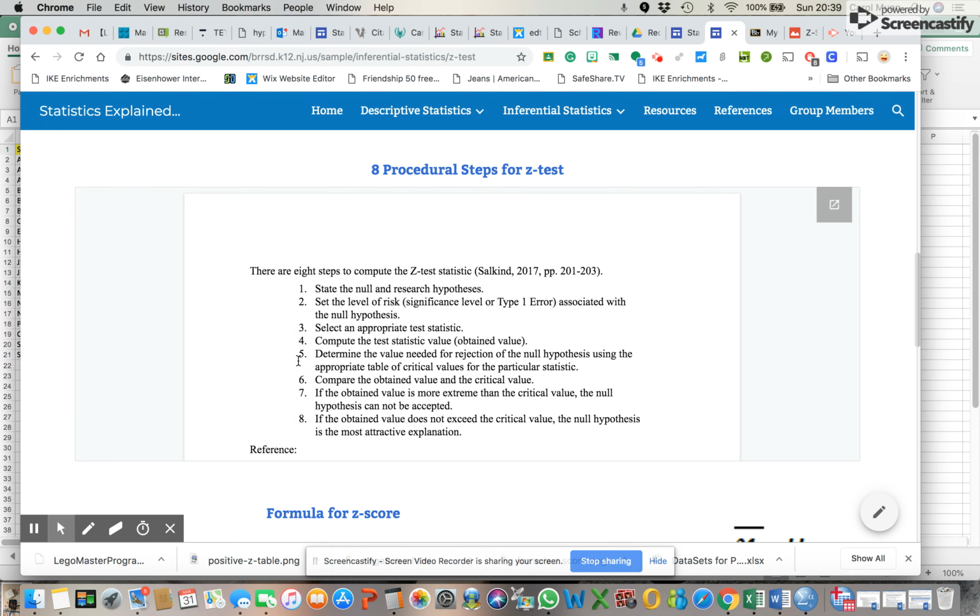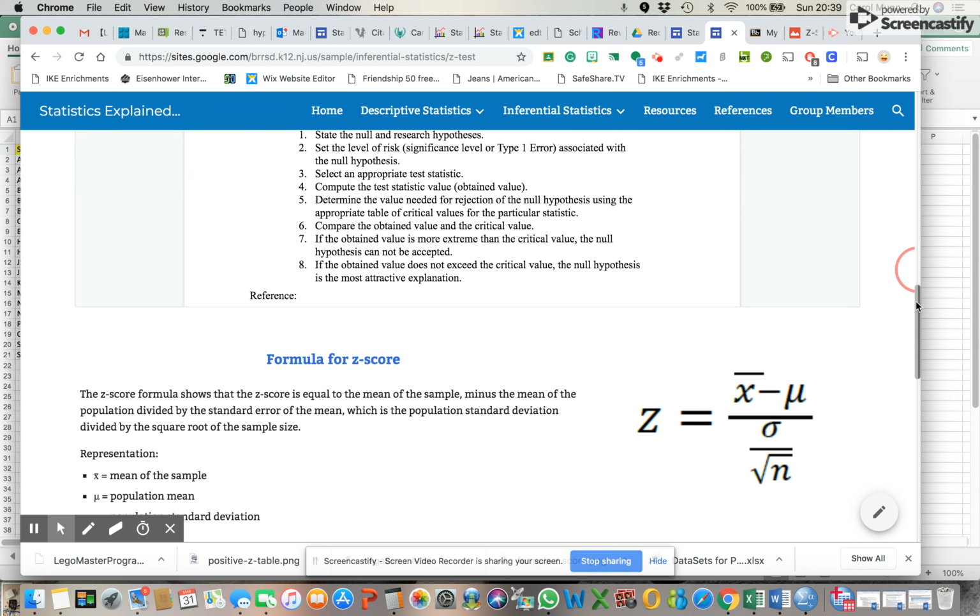Number 6, compare the obtained value and the critical value. Number 7, if the obtained value is more extreme than the critical value, the null hypothesis cannot be accepted. Then if the obtained value does not exceed the critical value, then the null hypothesis is the most attractive.